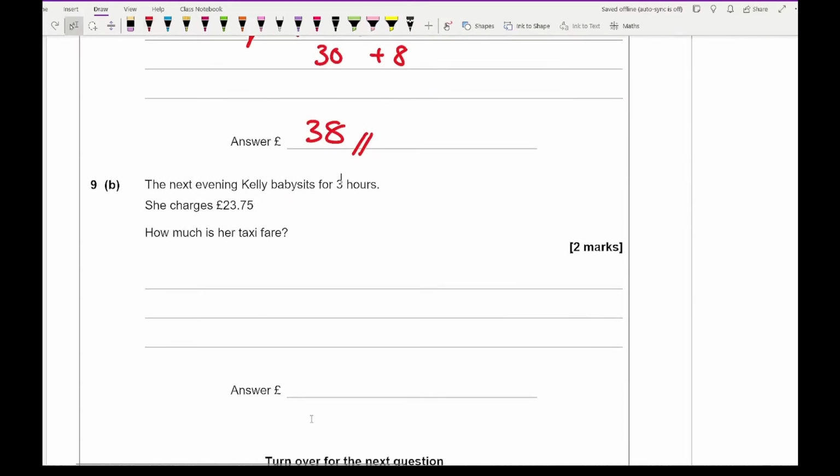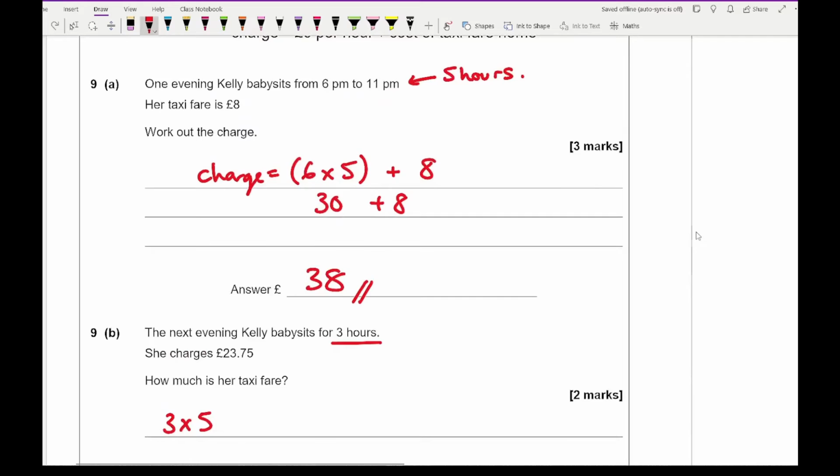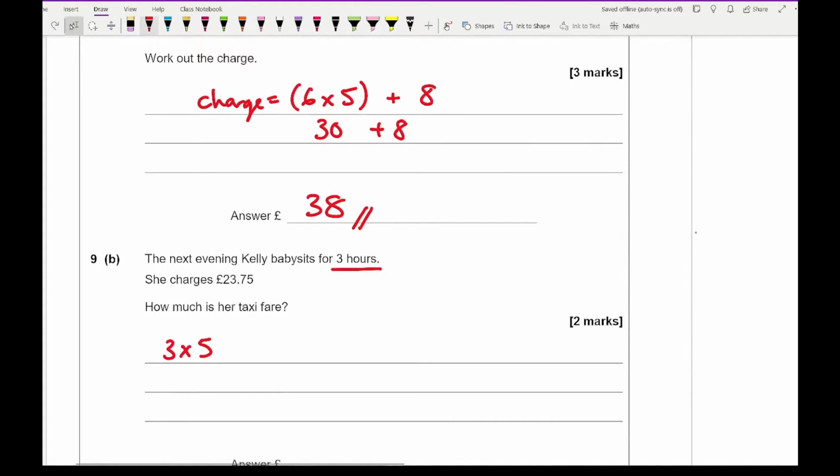It then says the next evening Kelly babysits for 3 hours and she charges £23.75. How much was her taxi fare? So for this, we first of all need to work out the actual cost in terms of hours. Now we know that she charges £6 an hour, I should say. Gotta check that because that would have been wrong. So here we've got 3 times 6, which is 18. So then if we look at the taxi fare, well, that's going to be £23.75 minus 18, which is going to come up to £5.75.